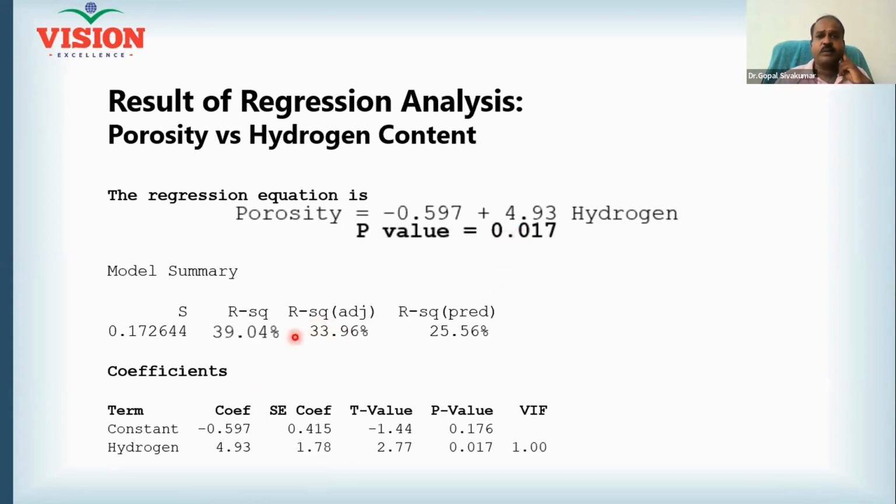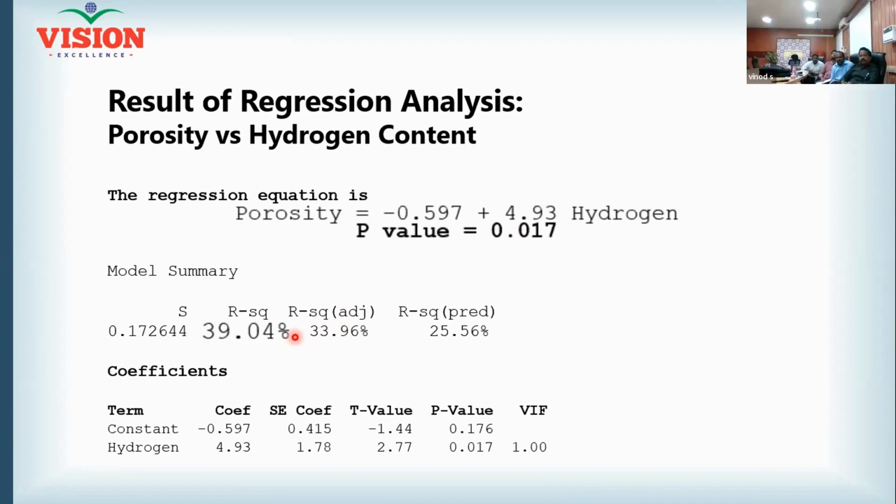Now look at the R square value. How much is the R square value? 39.04. That means what is the influencing capacity? In the previous case, the influence was 94%, but now only 39%. That means you are not only listening to your wife, you are also listening to your parents and your children. Do you understand?